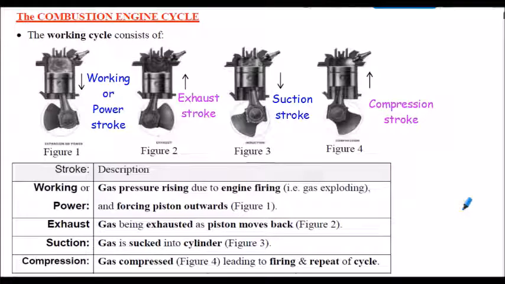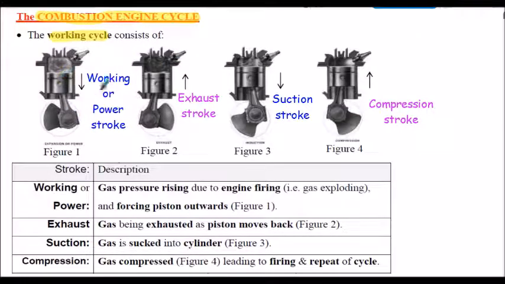So let's start with the combustion engine cycle, because that's a main reason why we need to have a flywheel, because of the characteristics of the combustion engine. So this is the working cycle. I'm sorry, this might be very elementary to some of you, but I'll just go through this very briefly here. We've got this four-stage working cycle.